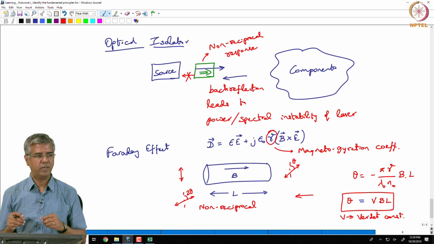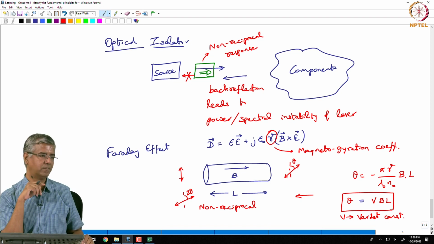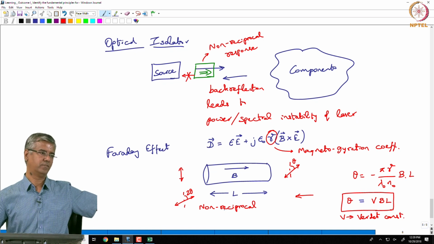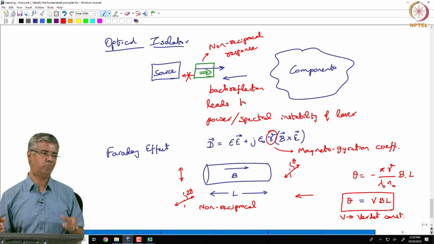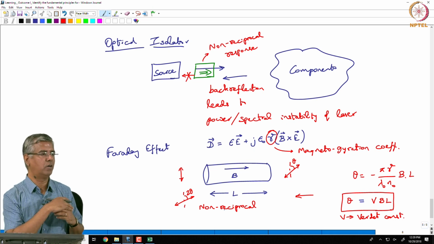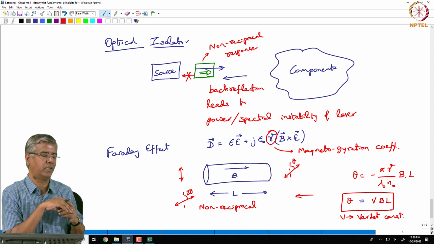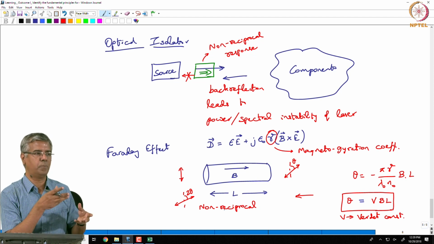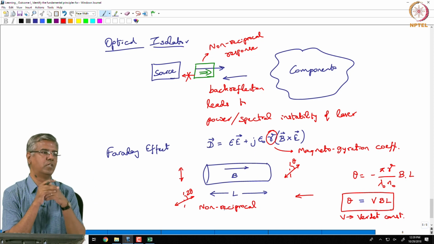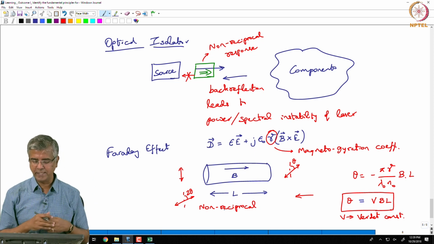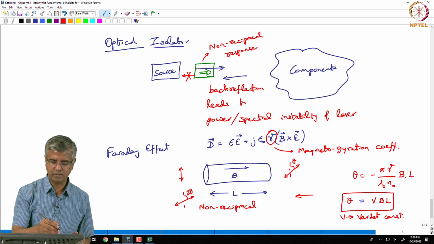Exactly, but now we are talking about reflected light. So, reflected light going from right to left, right. That reflected light would have gone to 2 theta because of this non-reciprocal nature. If it was a reciprocal device, it would have gone back to the original polarization itself. So, how would you build an isolator based on this effect?